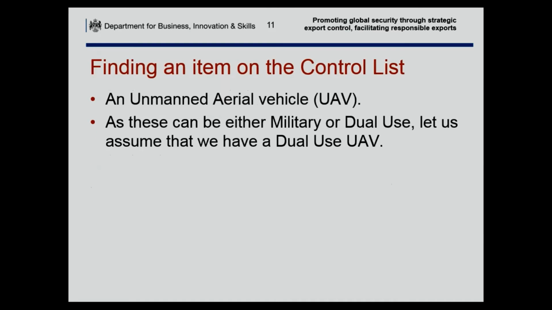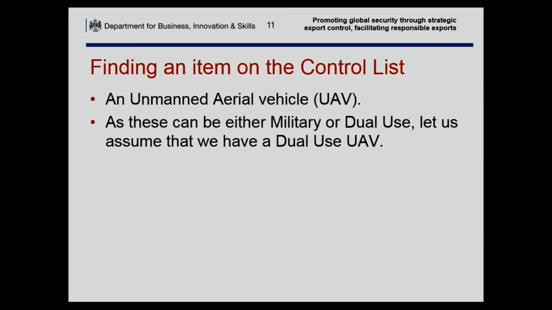Let's think about having an unmanned aerial vehicle. Now, they always used to be military, but now we've got quite a lot of dual-use unmanned aerial vehicles. They can be used for inspecting electrical pylons, electrical supply lines, and lots of other applications. So let's think we've got a dual-use UAV, and we want to see if we can find it on the control list. First thing we will do is think about what sort of keyword we might search on.